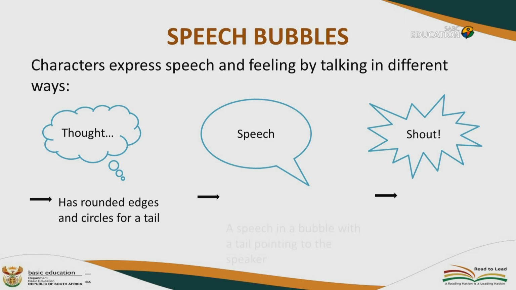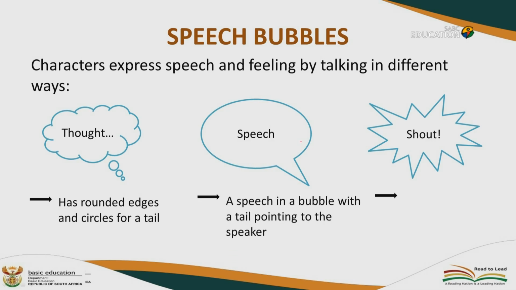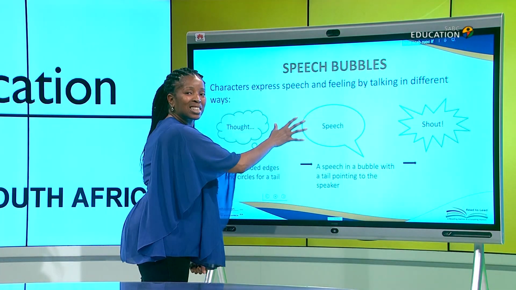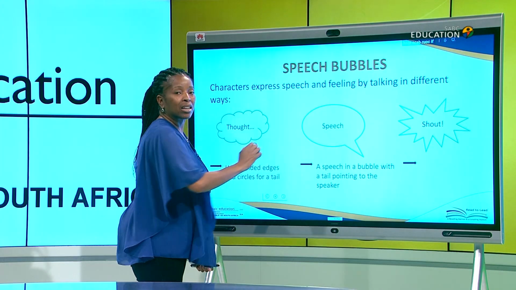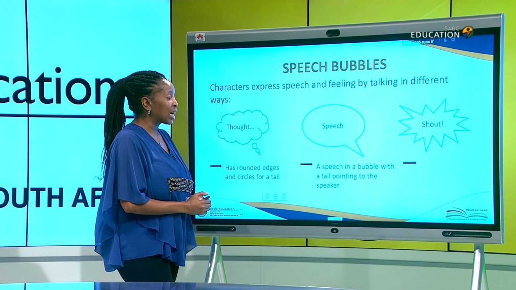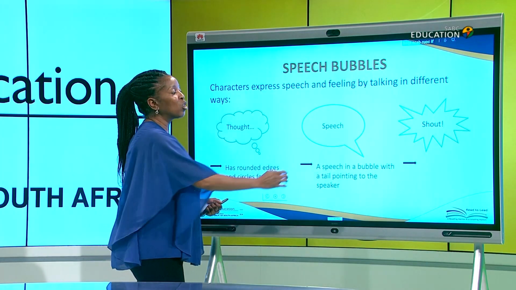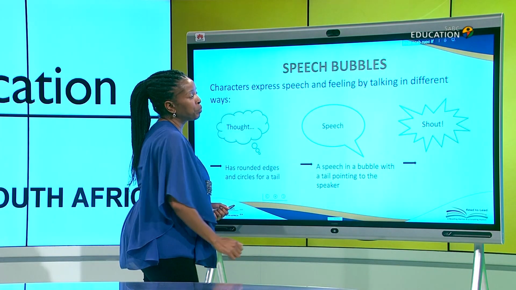We also have what we call a speech bubble. A speech bubble is basically speech inside a bubble. And with this one, you see that the bubble itself is not rounded, it's just straight. Sometimes you don't actually see the bubble itself, but you just see the speech and a line pointing to a particular character. So we know the character is speaking because of that line.